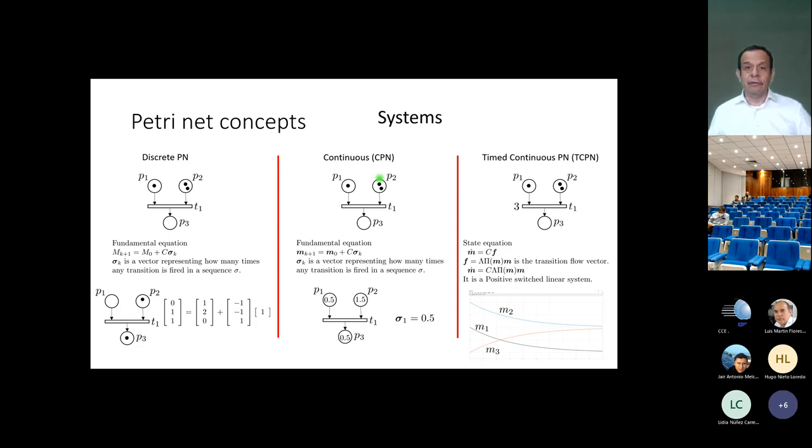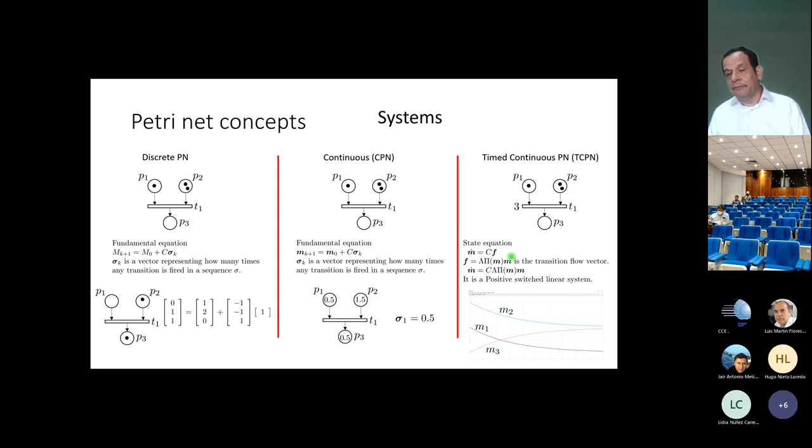In the continuous case, I have this fundamental equation. It is exactly the same, but in this case, I am accepting real numbers for the marking, and I can also fire T1 a real number of times. For example, in this case, I'm firing T1 only 0.5 times. So I will reach this marking.